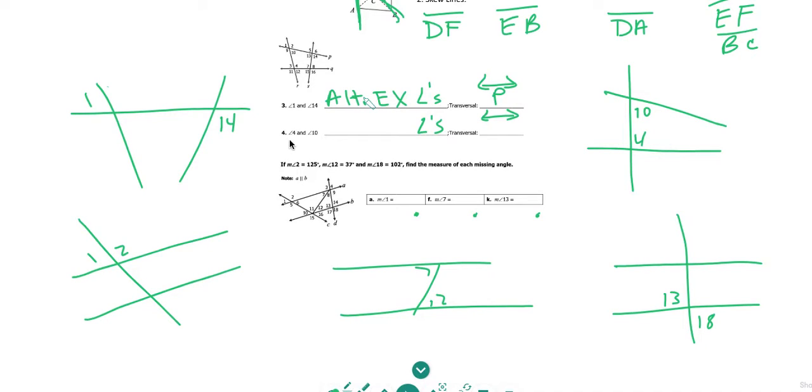Okay, again, I'm going to look at angle 4 and 10. Looking at angle 4 and 10, I'll notice that they are both on transversal R, so I'm only going to draw transversal R with my two lines. When I do that, I notice that angle 10 and angle 4 are consecutive interior angles.